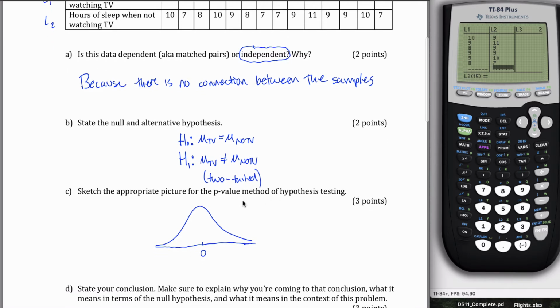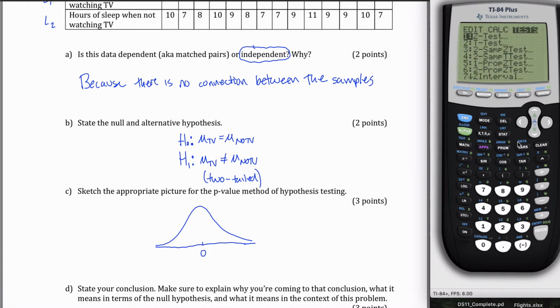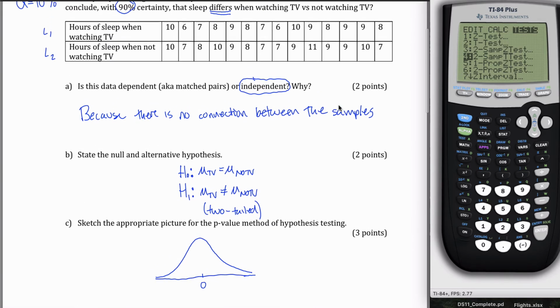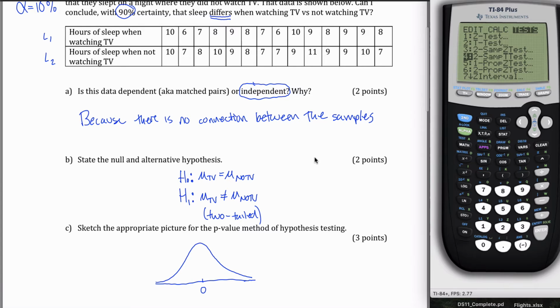I want to sketch the picture for the p-value method. I need the test statistic and the p-value. I get both of those by hitting stat and then going over to tests. Which test do you want to do? Well, it's going to end up being a two-sample t-test, because I have these two different samples that I'm going to test, and it's a t-test as opposed to a z-test because there's no information given about the population standard deviation.